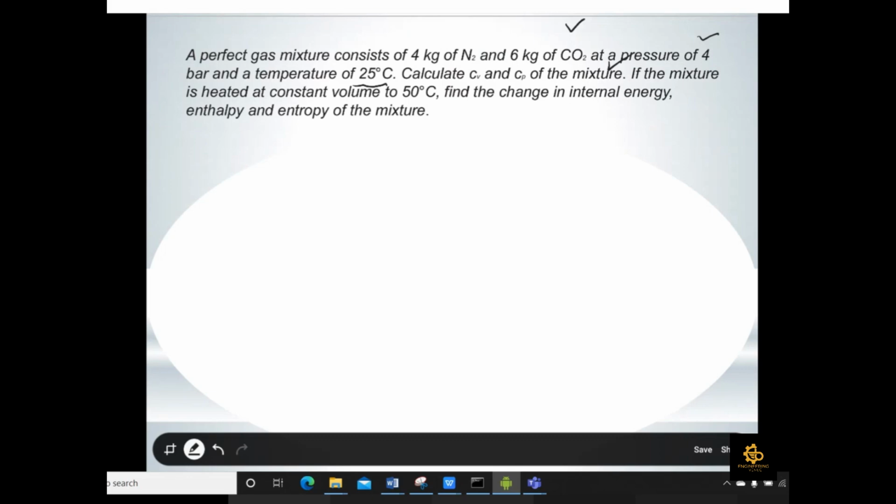If the mixture is heated at constant volume to 50 degrees Celsius, find the change in internal energy, enthalpy, and entropy of the mixture. Okay, so these are the required things you have to find. So you have to note down the data, then move towards the solution.